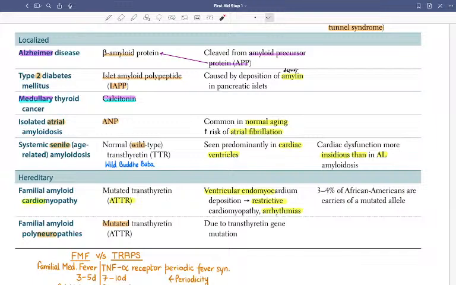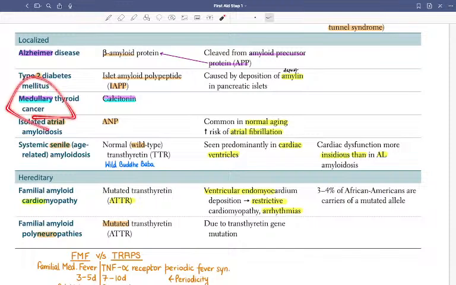Beta amyloid protein, amyloid precursor APP. Type 2 diabetes mellitus, islet amyloid polypeptide. Now another thing, beta amyloid protein: targeted antibodies against it are aducanumab and lecanemab. So amylin, pancreatic islets. Amylin in pancreatic islets, you get in type 2 diabetes, obviously islet amyloid polypeptide.